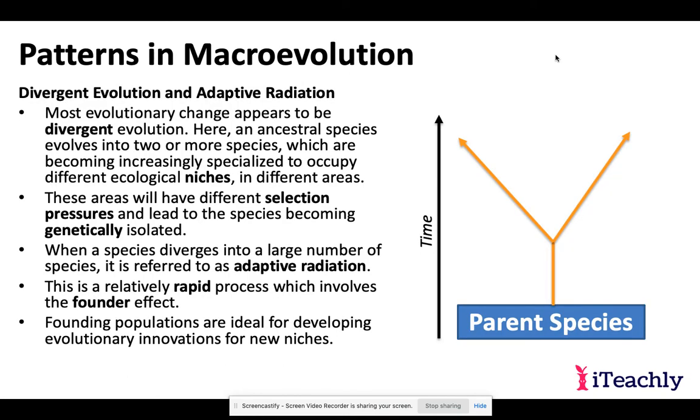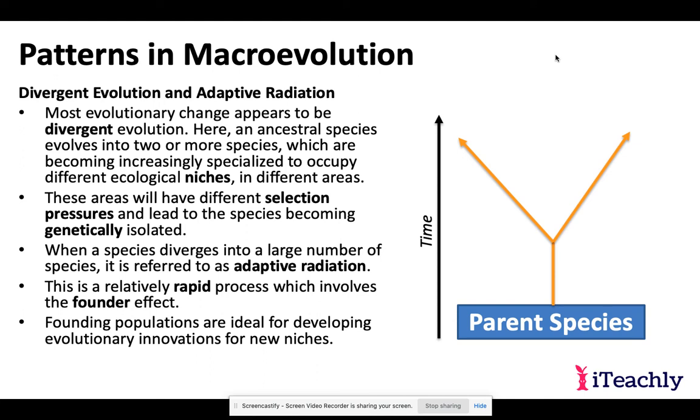So they became extinct. Let's look at some other patterns of macroevolution: divergent evolution and adaptive radiation. Most evolutionary changes appear to be divergent. So what happens in divergent evolution? Ancestral species evolve and there's a split. They branch off from each other, becoming more specialized and occupying two different roles or two different spaces in the ecosystem.